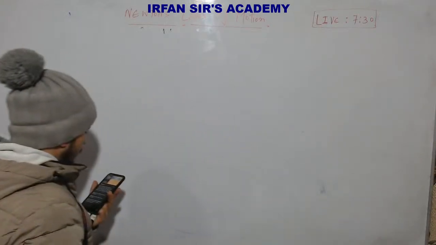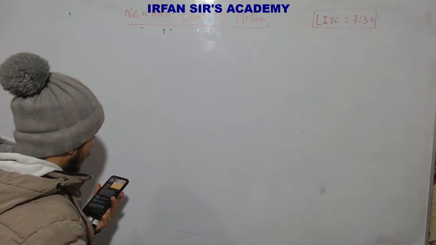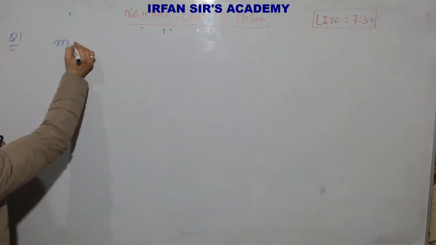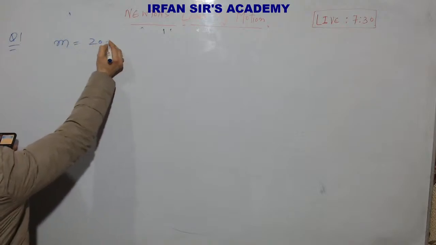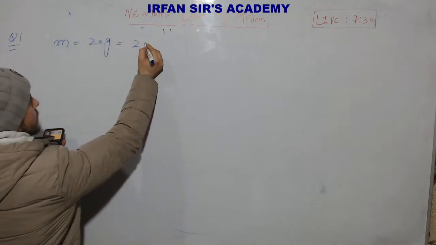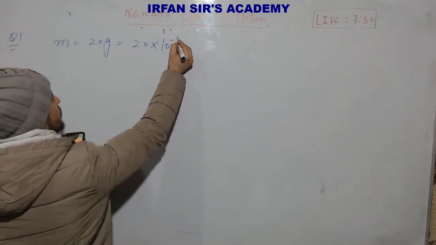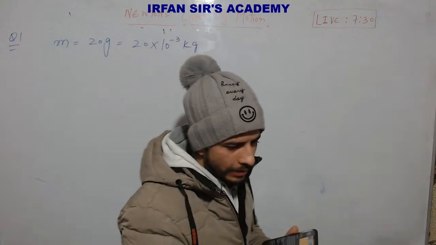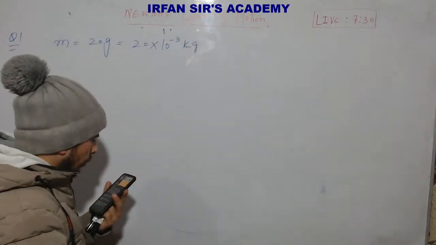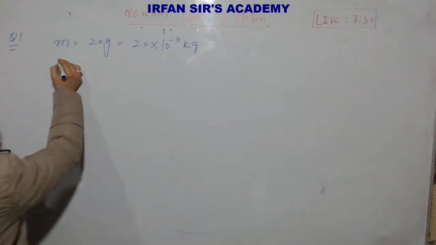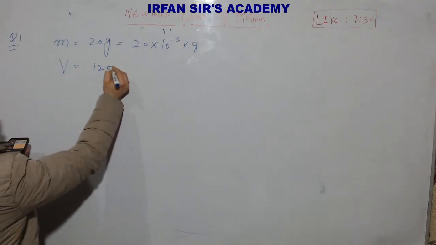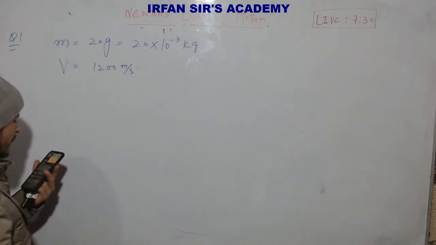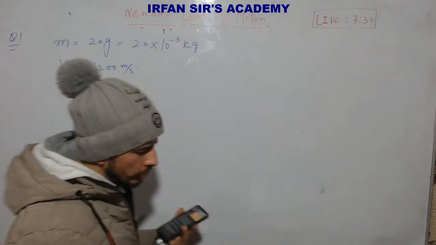What is given? A machine gun fires a bullet of mass 20 grams. The mass of the bullet, let it be small m, is equal to 20 grams. We can convert it into SI system. 1 gram will be equal to 10 to the power minus 3 kg. With a velocity of 1200 meter per second. The man holding it can exert a maximum force of 72 Newton on the gun.